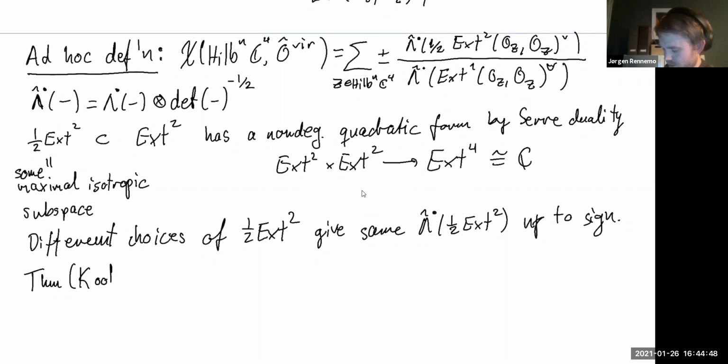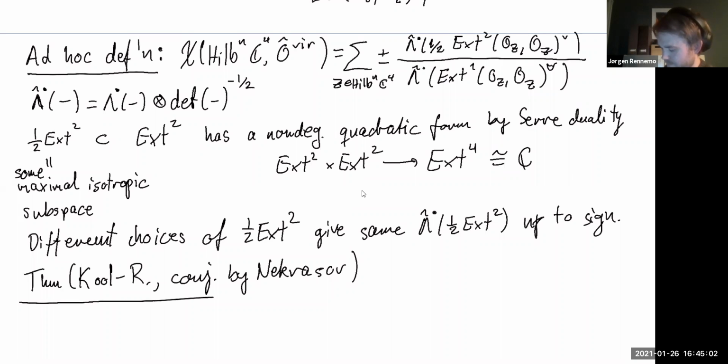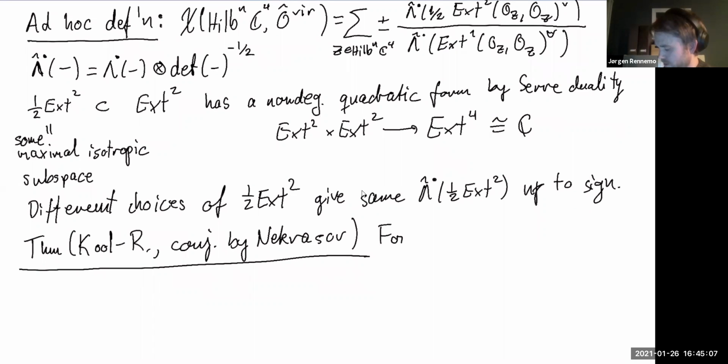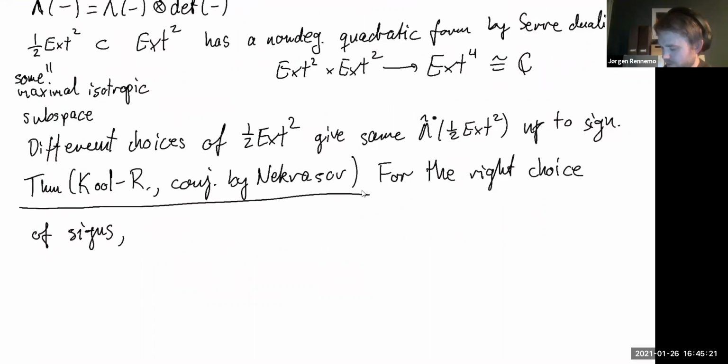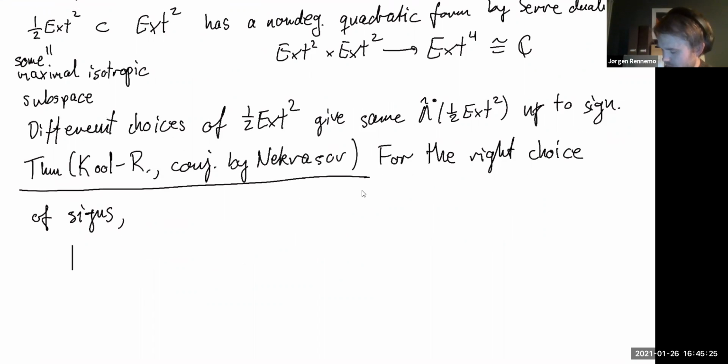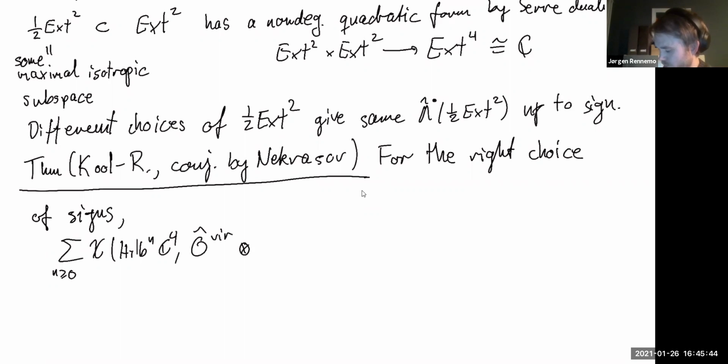So the theorem that we prove, which is a conjecture by Nekrasov, is that for the right choice of signs, you actually get a very nice formula. So the sum, now I'm forced to modify this a little. I won't explain much about why, but this is just part of the package.